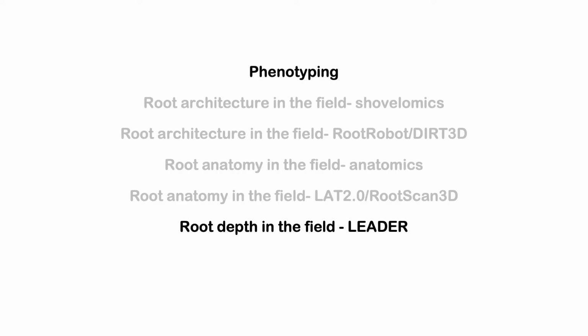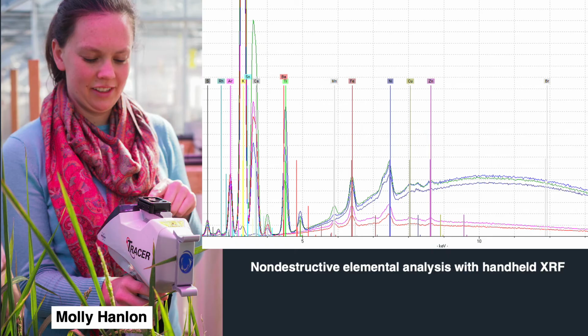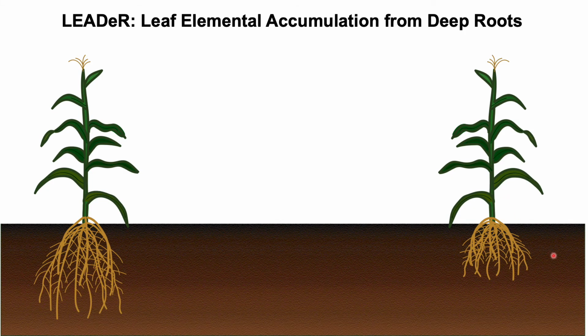Finally, I would like to talk about a method to non-destructively measure root depth in the field, LEADER. This work is led by Molly Hanlon. Here's Molly with a handheld X-ray fluorescence spectrometer that, as you can see in this spectrum, can non-destructively measure the metal content of a plant leaf. LEADER stands for leaf elemental accumulation from deep roots.